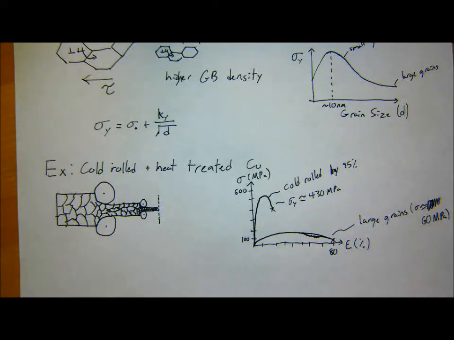So now we can see that our original material was fairly ductile. Copper is generally able to deform quite a bit with these large grains, to something that was very, very strong, but not very ductile, which in terms of engineering materials is not optimal. So how might we overcome this problem? How can I make something that's still strong, but retains its ductility? Heat treating.